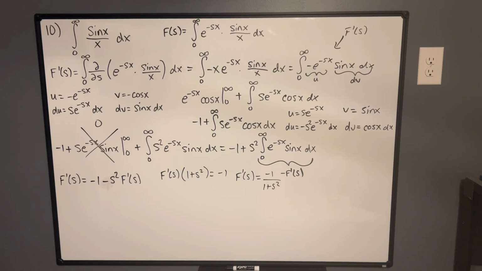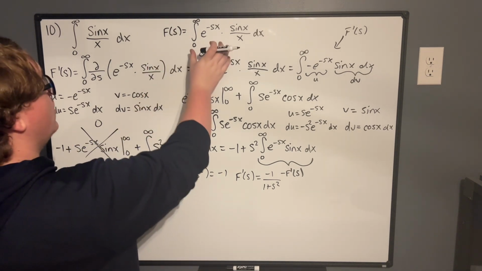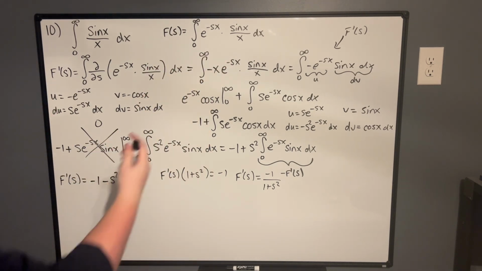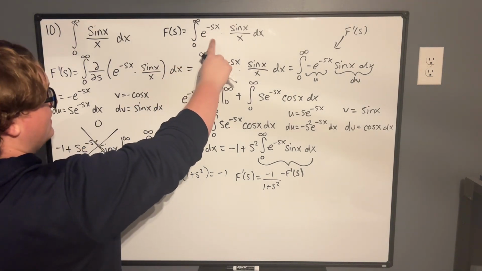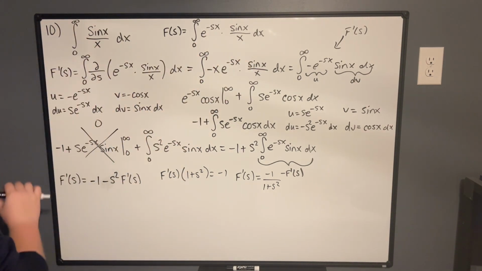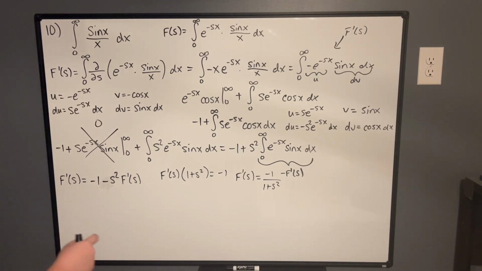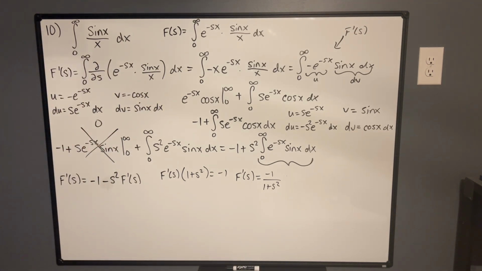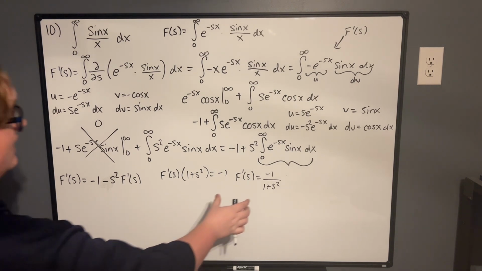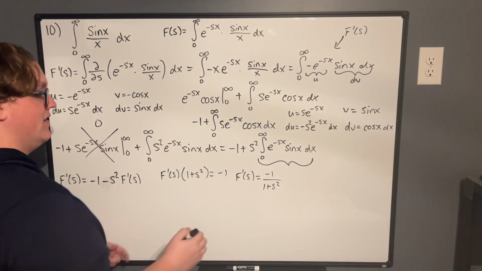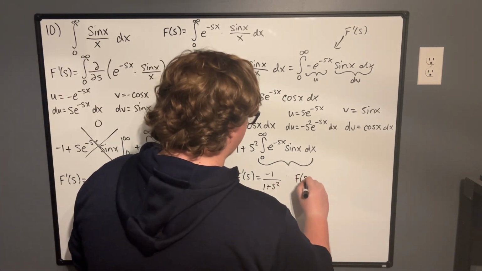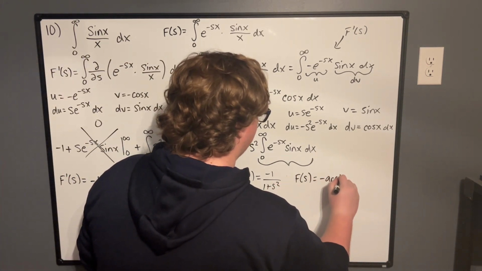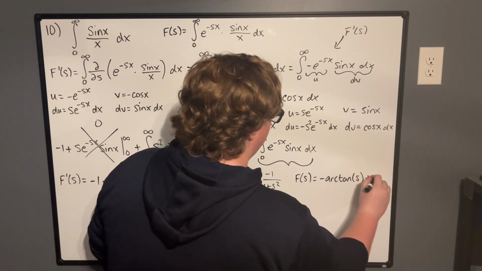Now, the reason that we set up the function in the first place was because if we were able to plug in 0 to this function, we would get the value of our integral, right? Because if I plug in 0 for s, this is just 1. So it's just the integral from 0 to infinity of sine x over x, and that's what we're looking for. So if we know that f prime of s is equal to negative 1 over 1 plus s squared, to get back to f of s, we just want to take the integral of that. But the beautiful part about this is that the integral here is not that hard. It's just an arctan. So we know that f of s is going to be equal to negative arctan of s plus some constant c.